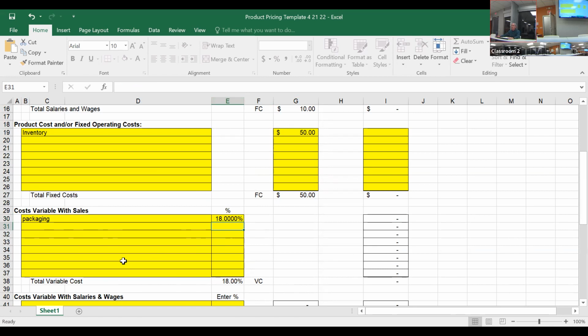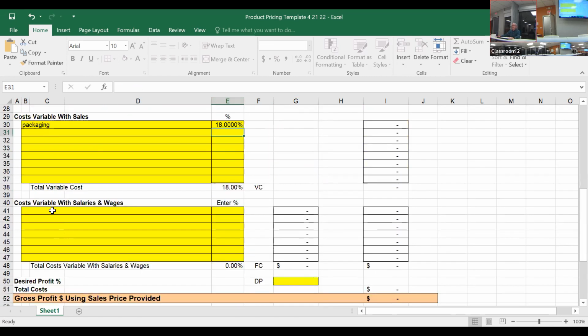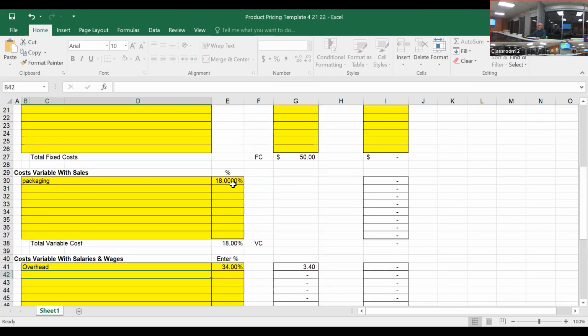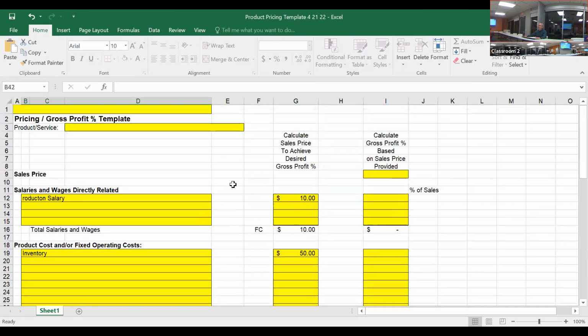And then we're going to drop down and look at costs variable with salaries and wages. And this is going to be sort of overhead costs, so benefits and taxes and those kinds of things. So that's what I'll use here. And again, that's represented as a percentage, so we'll say 34%. So now what we've got is our costs established, right?